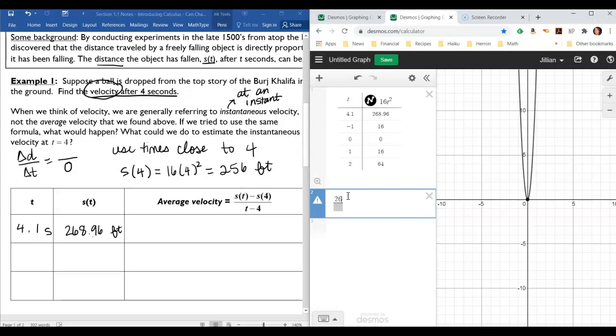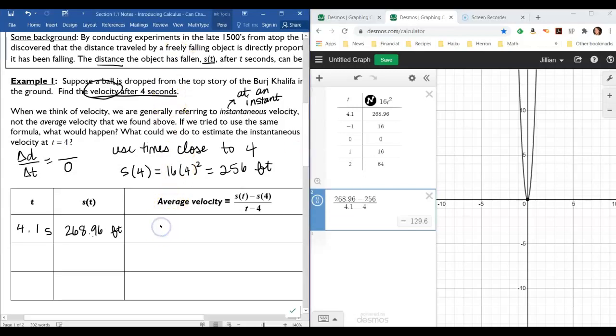I'm going to hit the slash button like I'm dividing, and that automatically gives me a fraction in Desmos. So I'm going to put 268.96 minus 256, so that's my change in distance, divided by my change in time, which was 4.1 minus 4. And notice Desmos automatically calculates that for me, and I have 129.6. My units in the numerator were feet. My units in the denominator were seconds. So that's feet per second.